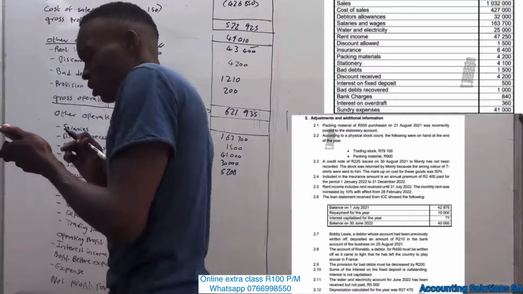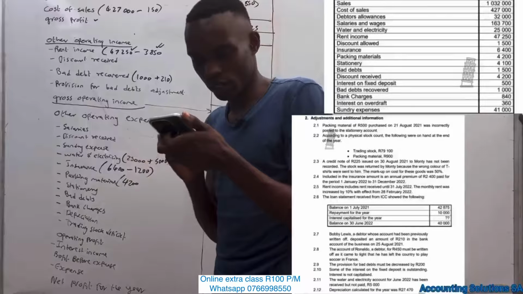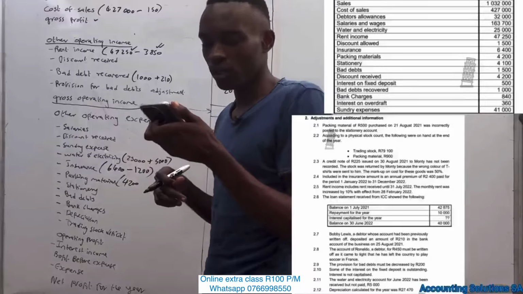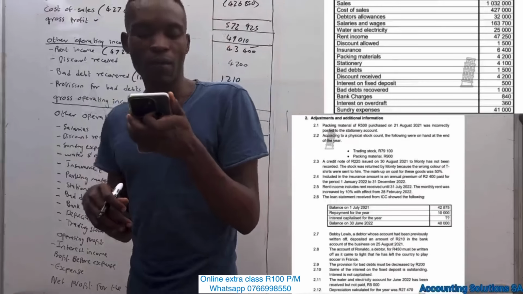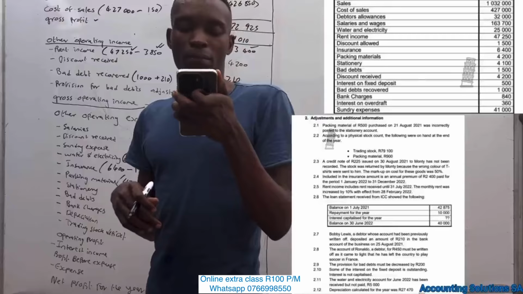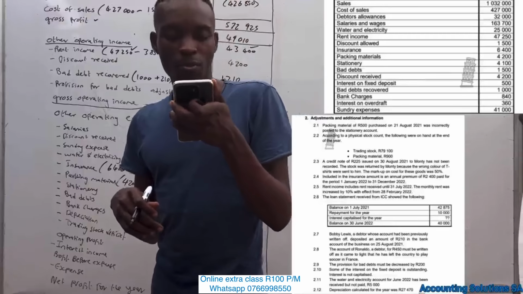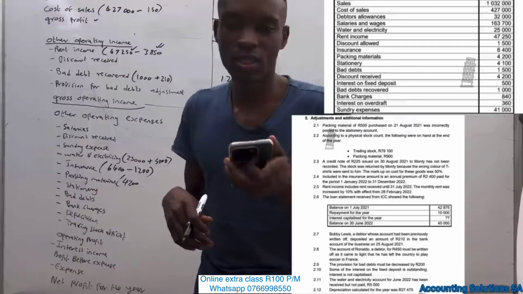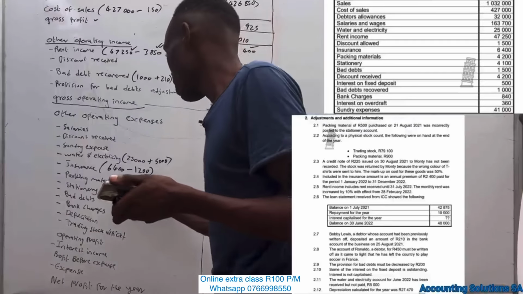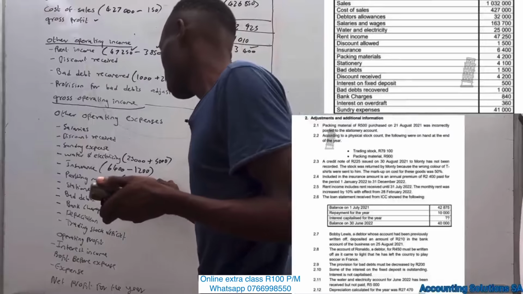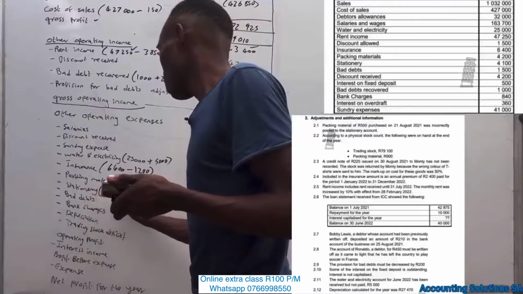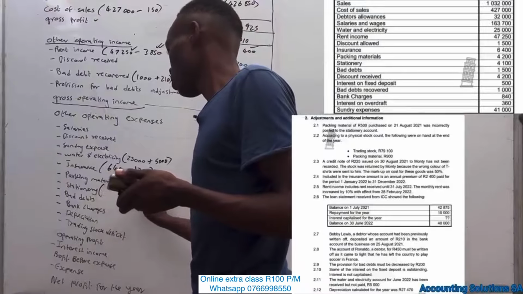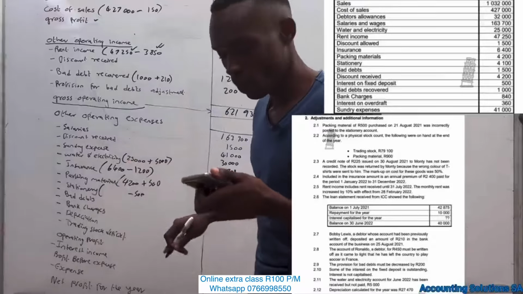4,200, and the next one, we need to check transaction 2.1. They say packing material of 500 purchased on 21 August was incorrectly posted to the stationery account. In other words, they took 500 of packing material and recorded it under stationery, which means we have to edit under stationery 500. Under packing material we are adding, then under stationery we will subtract 500 because it does not belong to stationery, it belongs to packing material.